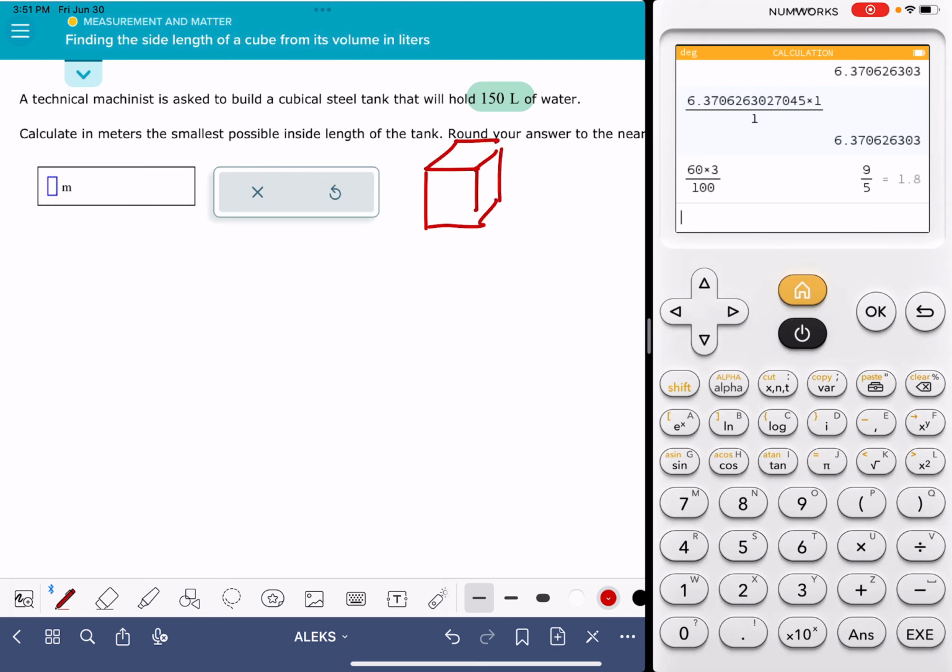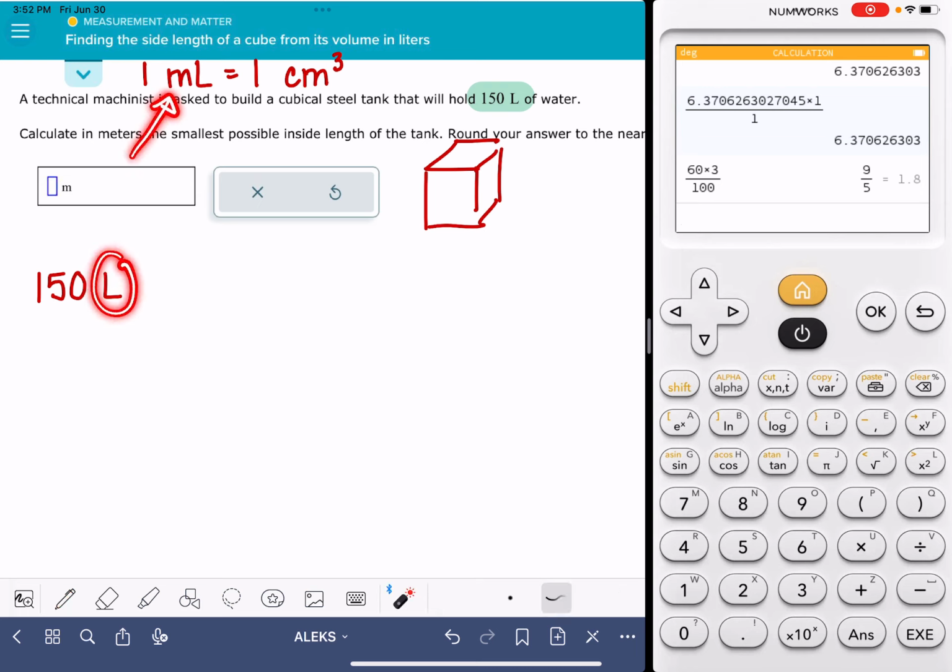Now, the key relationship that you need in order to be able to solve this problem successfully is that 1 milliliter is equal to 1 centimeter cubed. That's going to give you the conversion factor between volume in liters and side length in meters, which is what ALEKS is looking for. So in order to apply this conversion factor, the first thing that we need to do is take that desired volume. For my problem, it's 150 milliliters, and we need to convert that volume from liters into milliliters.